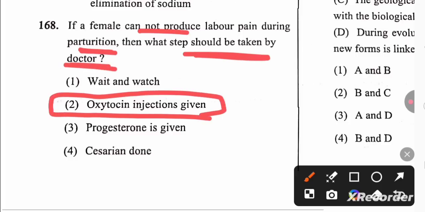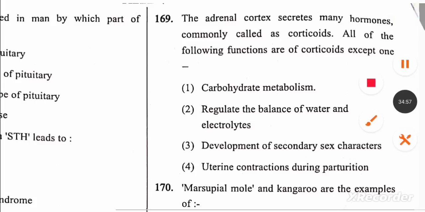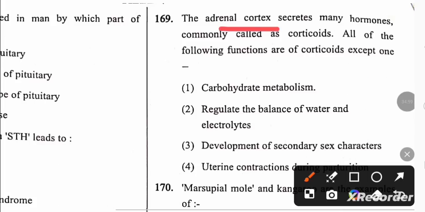Next question, children. Adrenal cortex secretes many hormones commonly called corticoids. All of the following are functions of corticoids except one. Yes, corticoids help in carbohydrate metabolism. They regulate water balance and electrolyte balance. They help in the development of secondary sexual characters. But corticoids are not responsible for uterine contraction during parturition. Oxytocin is responsible for that. So option 4 is the right answer for this question.